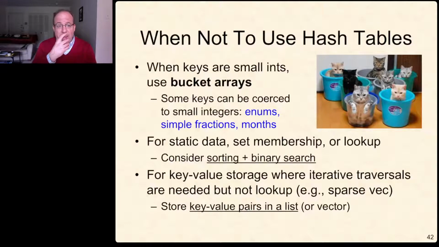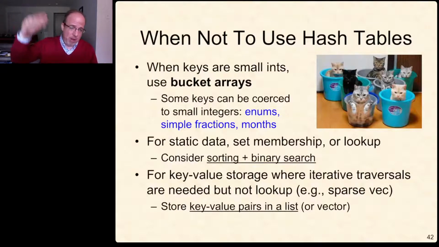So lots of things can be coerced into a small integer space. Enumerations: if you're using an enum type, that can be coerced into a small set of integers. Simple fractions can be coerced because you can order them. Months, again, the example I used before. So anything like that, where you have a really small universe of keys that you can somehow map to 0 to n-1, just use a vector.